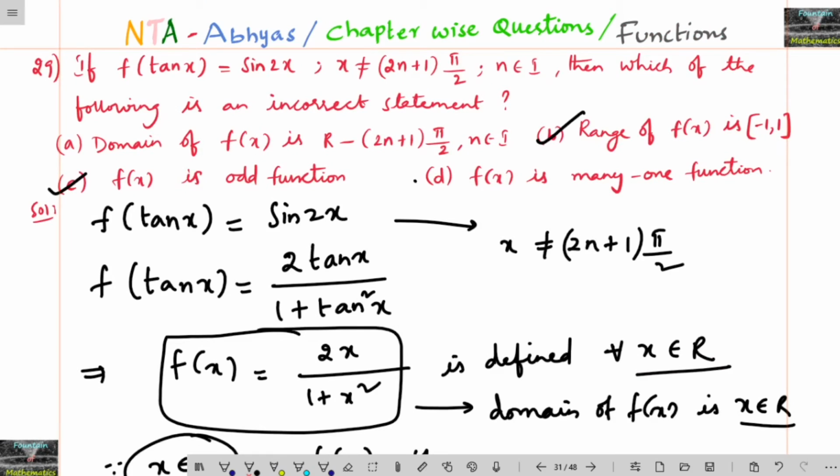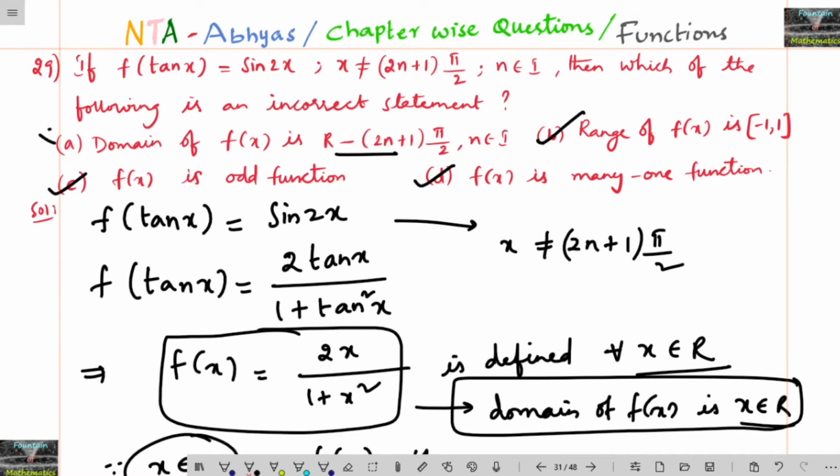Which option? Your fourth option is also correct. F of x is a many to one function, and domain of f of x is not this function. Domain of tan x can be taken as R minus of (2n plus 1) pi by 2, but domain of f of x is given here, x belongs to R. So this is the wrong answer. So which of the following is an incorrect statement means we can give the option A. Next question.